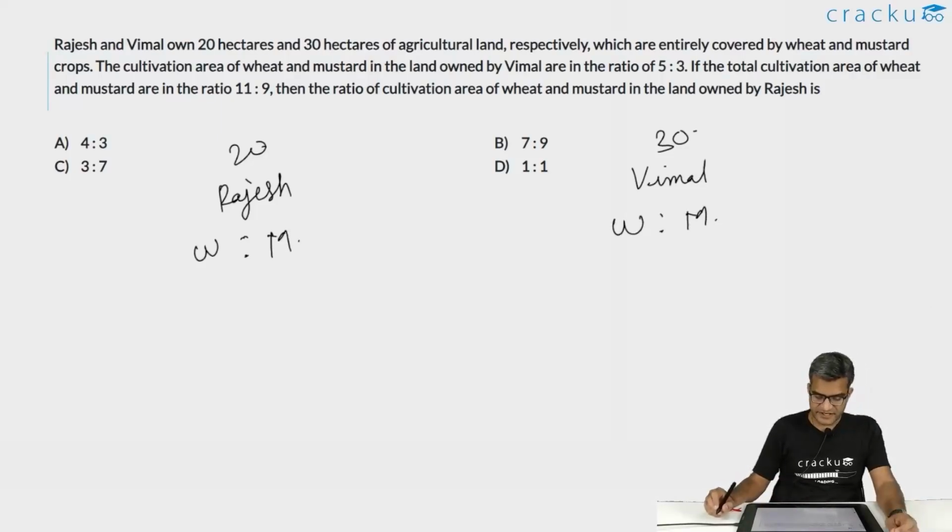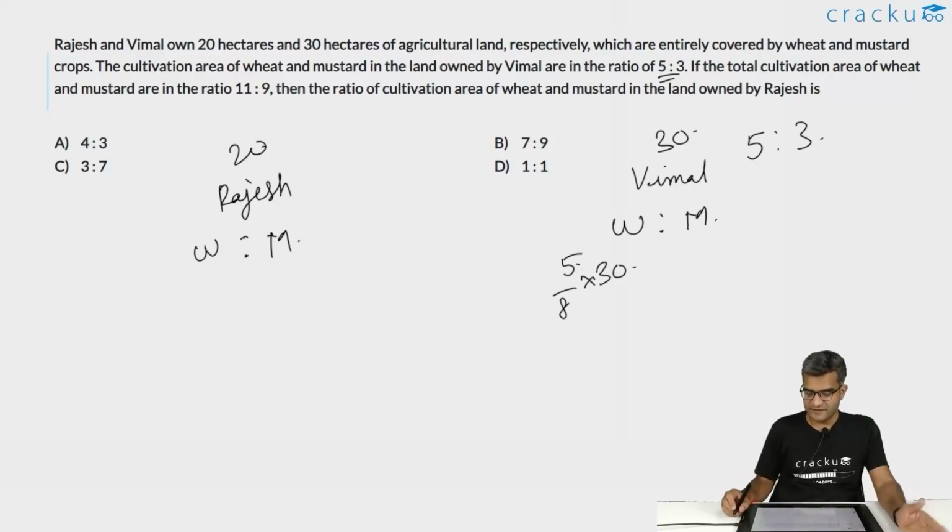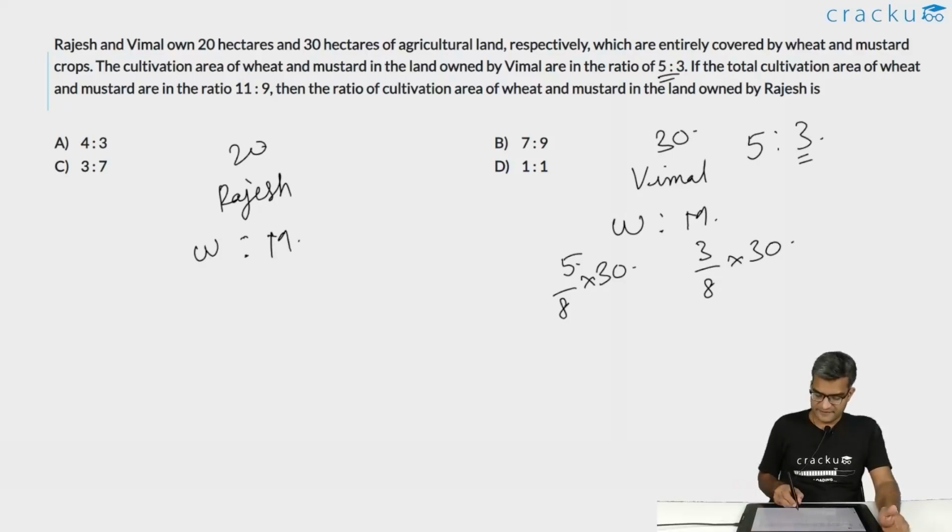The cultivation of wheat and mustard in the land owned by Vimal is 5:3. So how much wheat does Vimal have in this area? That will be 5 divided by 5 plus 3, which is 8, into 30. And the mustard that Vimal has will be, because the ratio is 3, 3 divided by 5 plus 3, which is 8, into 30. You can simplify this. This will be 150 divided by 8, which is 75 divided by 4, which will be 18.75. And this will therefore be equal to 11.25.